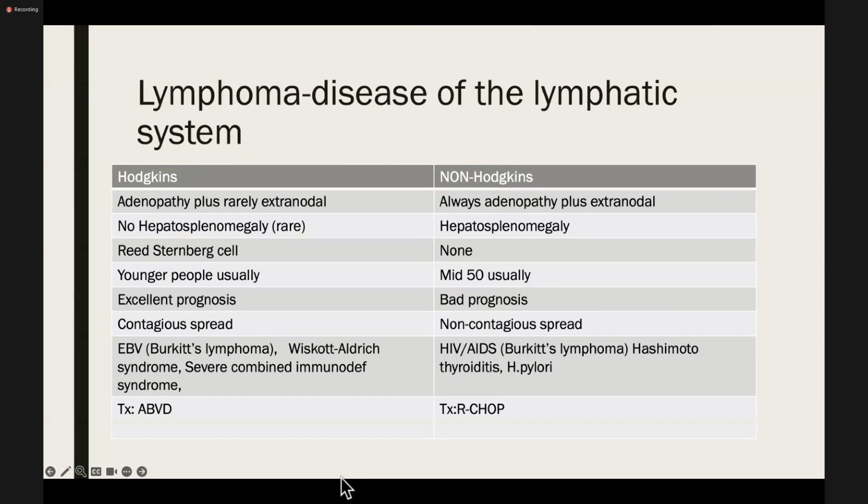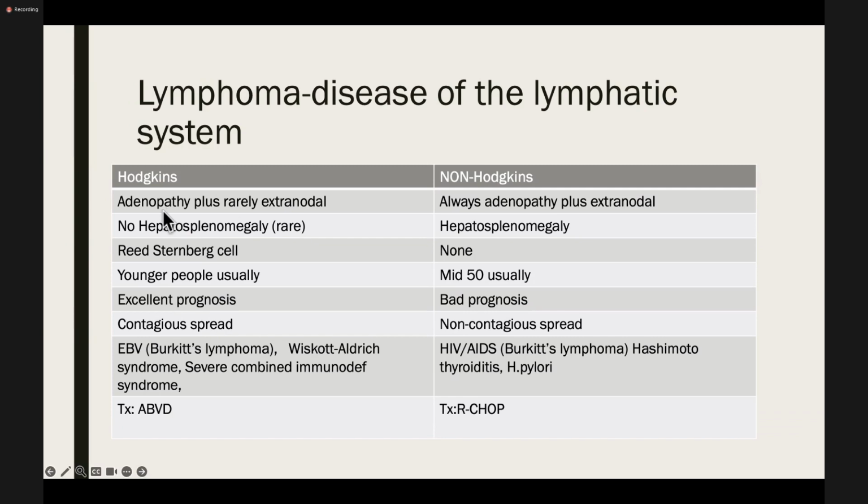Okay, the differences between Hodgkin lymphoma and non-Hodgkin lymphoma. Non-Hodgkin lymphoma is very common. Okay, basically you're gonna see Reed-Sternberg cells in Hodgkin. Another thing that's very important here is that this is a contiguous spread.